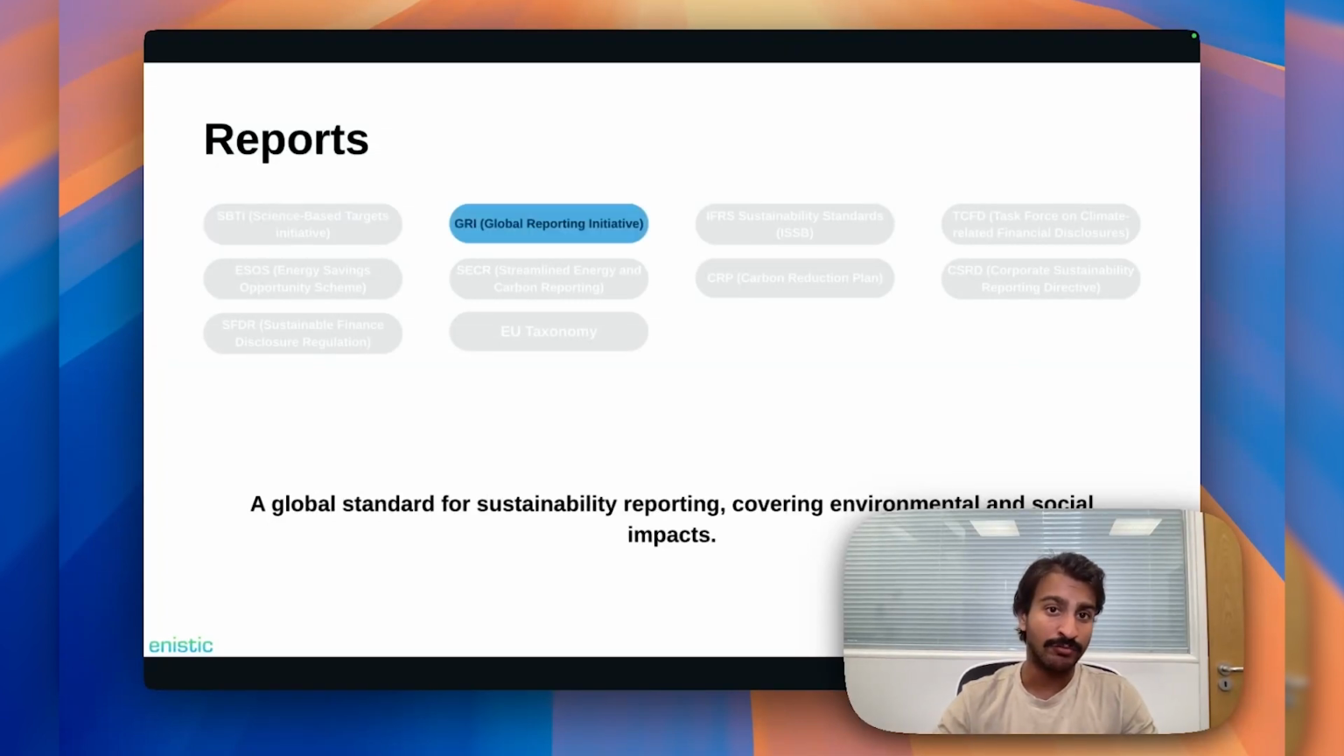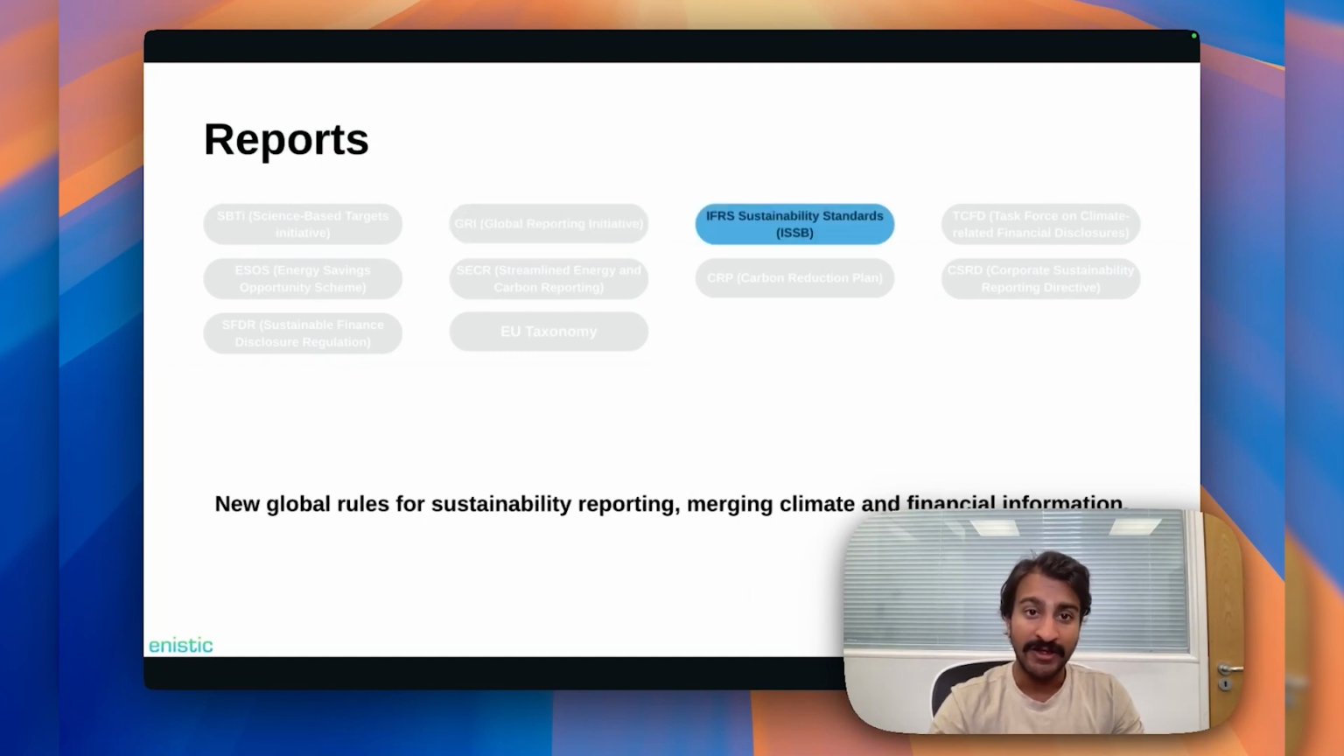The GRI is a global reporting initiative. It's a global standard for sustainability reporting, covering environmental and social impacts. It's one of the most widely used frameworks for sustainability reporting, and it aims to be standardized in a stakeholder-friendly way.